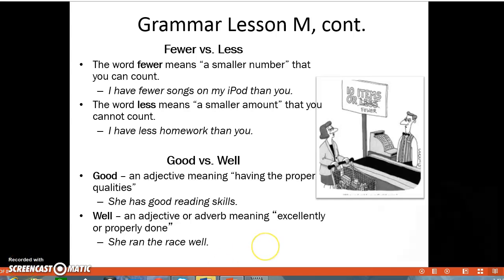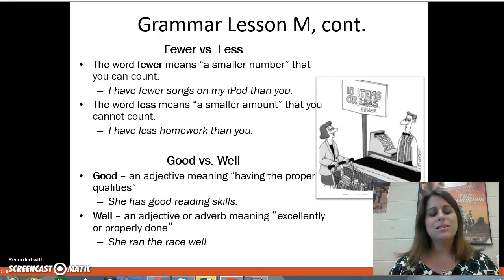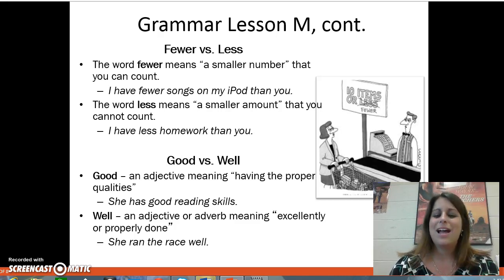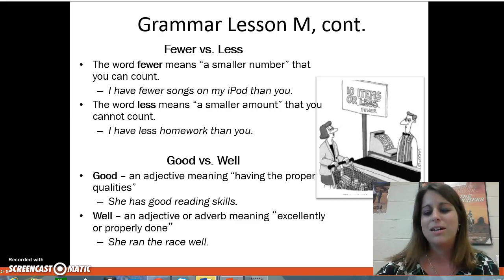We are going to go ahead and look at grammar lesson M today. I've been trying to record this lesson for a while, but Mr. McMillan keeps interrupting me with Star Wars music. I think if we hear Star Wars music, I'm just going to keep teaching, so let's go with it today.